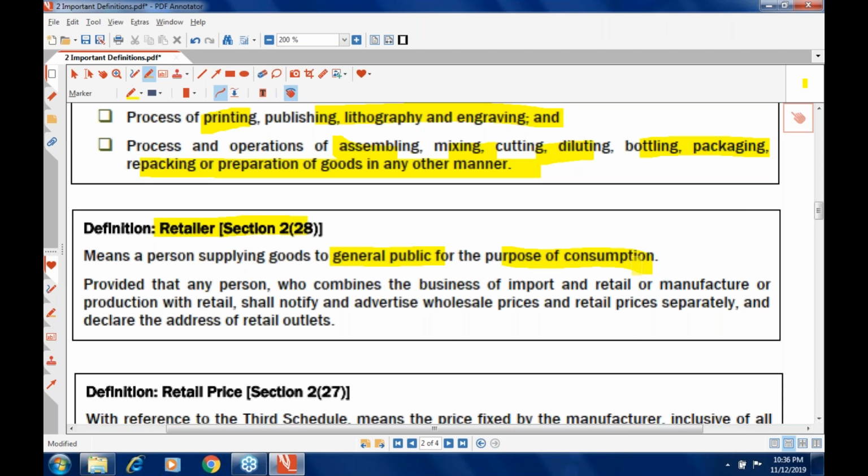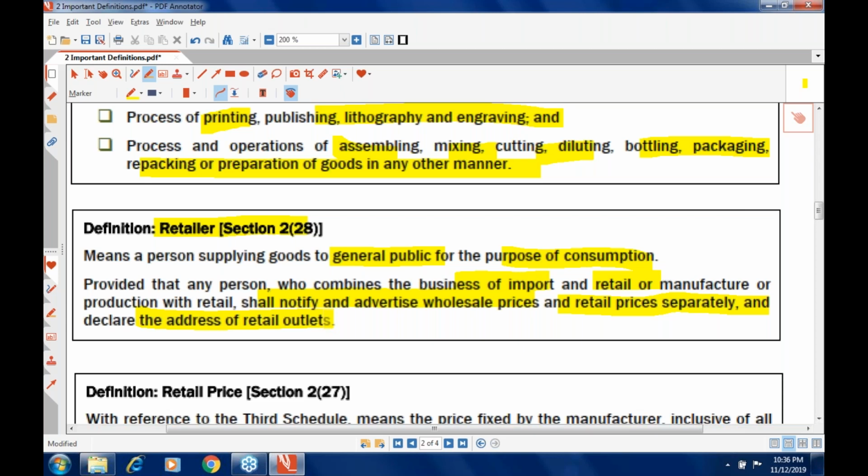That's a very important point. If you open a store and that store is selling goods to the people who actually use it for manufacturing, that means you may not be considered as a retailer. It says that any person who combines the business of import and retail, or manufacture or production with retail, shall notify and advertise wholesale prices and retail prices separately and declare the address of retail outlets.